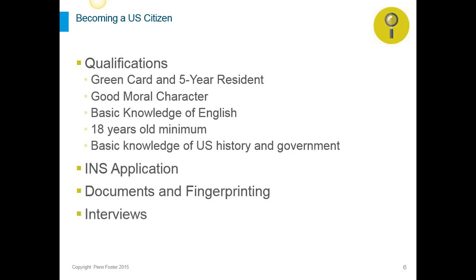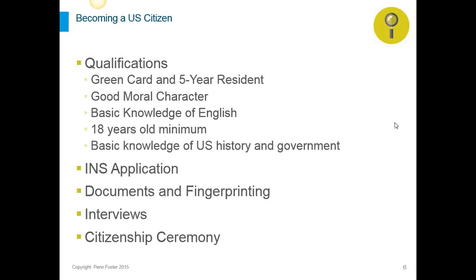There's then an interview by INS. They have to make sure that, again, they're verifying all the qualifications. They're verifying the application information. Once a person goes through these steps, that is when they are invited to a citizenship ceremony. And that is done across the country. It's essentially a swearing-in ceremony of becoming a citizen.